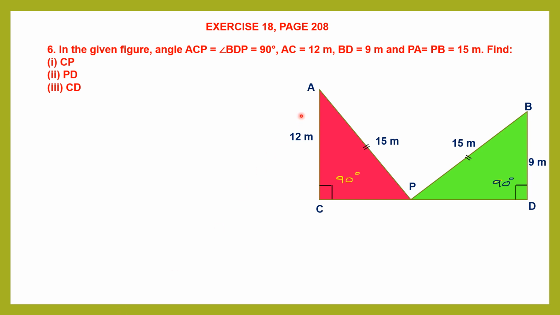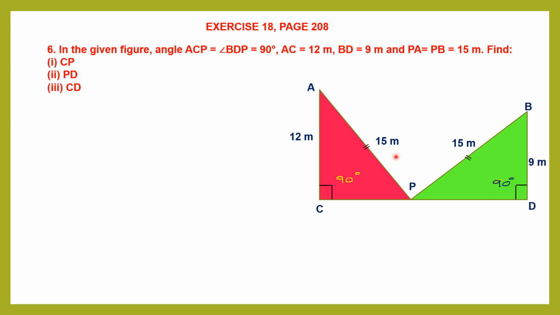Then what else does the question say? It says BD is 9 meters. Now where is BD? BD is here and that is 9 meters. PA is equal to PB. That's why you have these strokes here to show that both these sides are equal. So this is given and this is the hypotenuse, as you can see, because it is opposite the right angle. So the hypotenuse here is 15 meters. Here also the hypotenuse is the one that is opposite 90 degrees and that is also 15 meters.